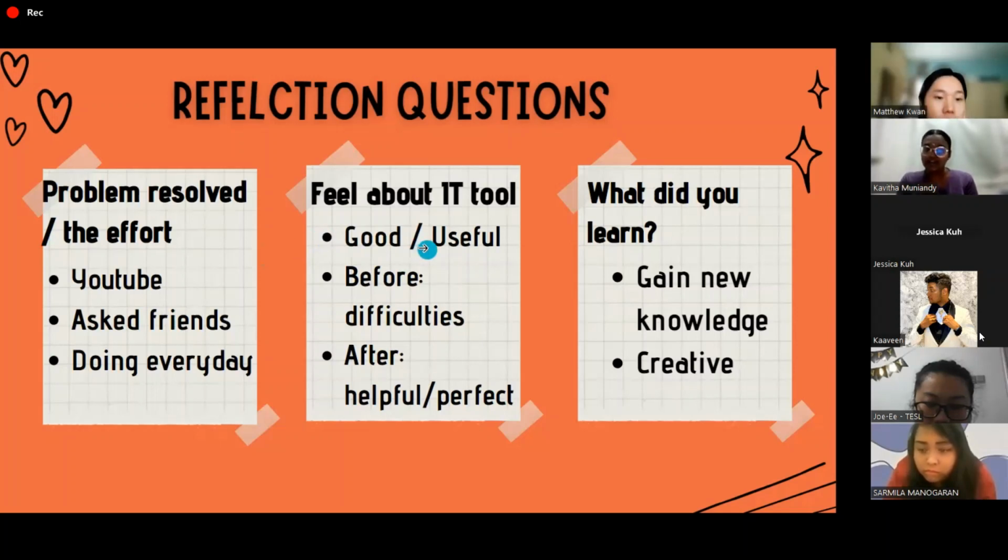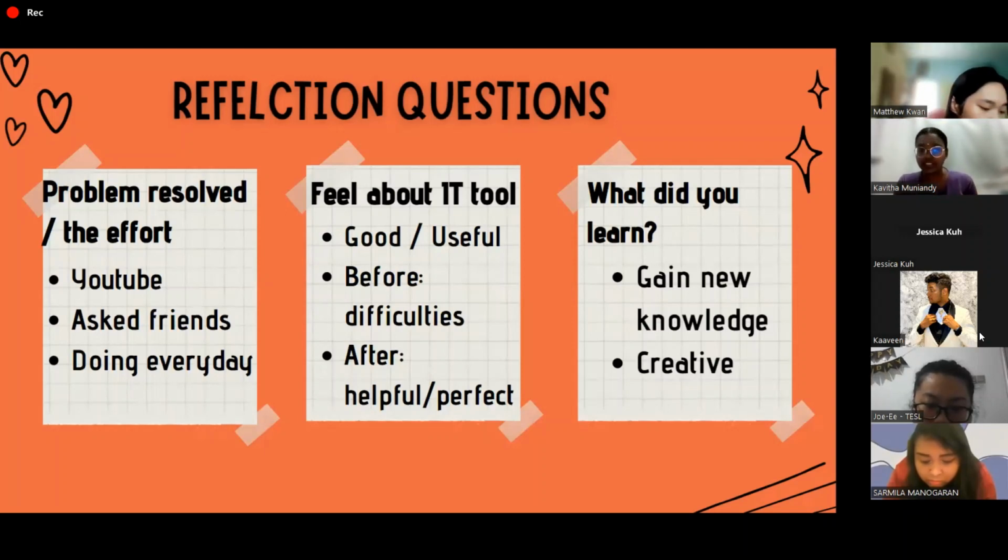How I feel about the IT tools is that they were really helpful to me. Before I used these tools, I had difficulty finishing all my activities. After it was done, I appreciated myself because it was perfect. Choosing the correct elements was really helpful, and the result looks creative, nice and simple.